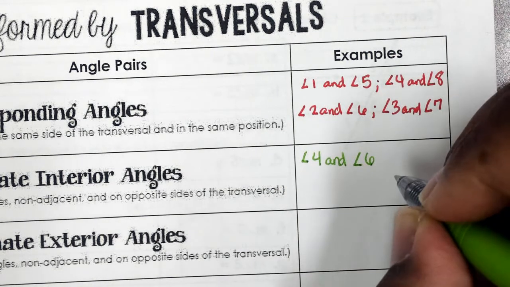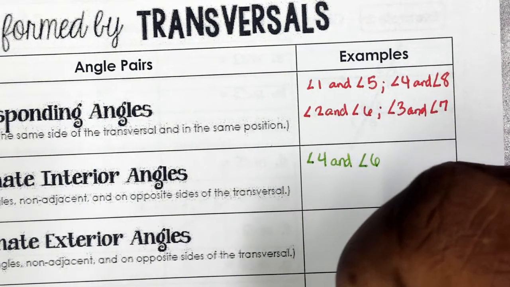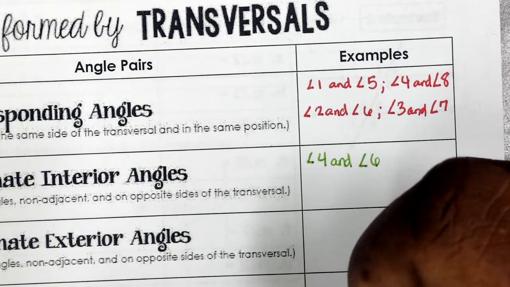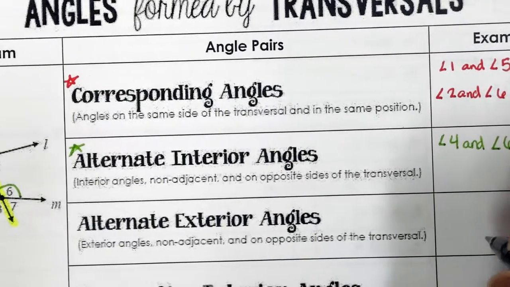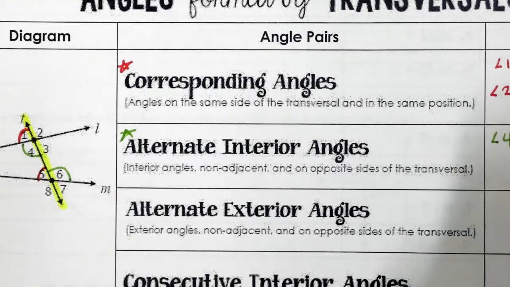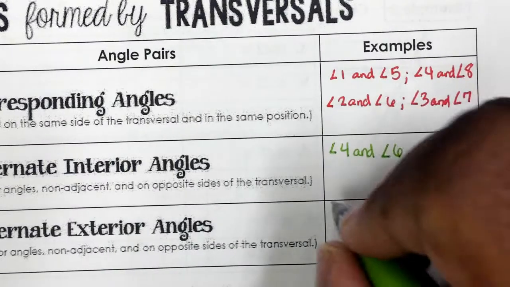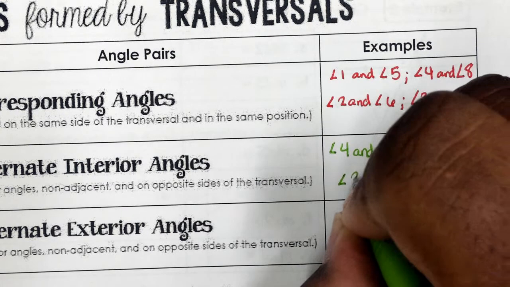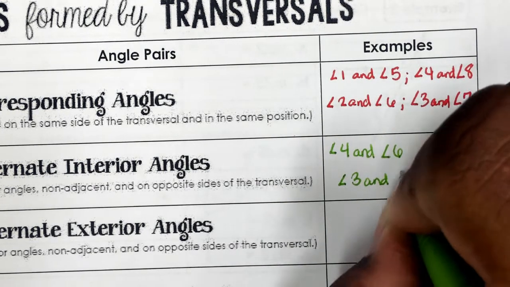And there's one more pair of alternate interior angles too. Billy, you know which ones? Yeah, angle 3 and angle 5. Thank you. Angle 3 and angle 5 are the other pair of alternate interior angles.